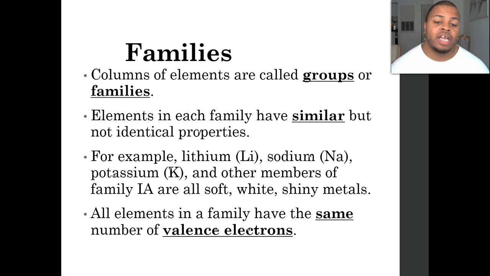Now, all the elements in a family tend to have the same number of valence electrons. That's going to be the electrons on the outermost shell. We'll talk about that outermost energy level or shell a little bit later. But it's very important as we look towards bonding that we start to see how these valence electrons play a role in how our bonding will take place and how the elements will respond.